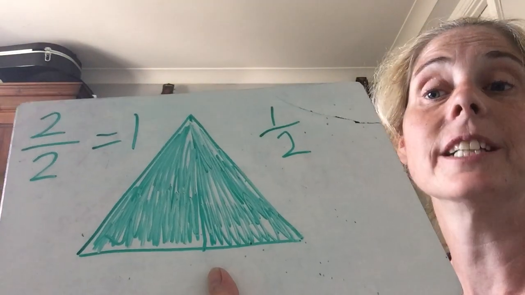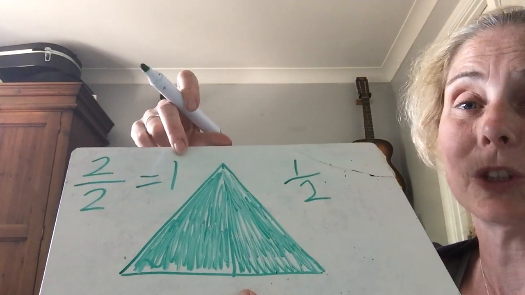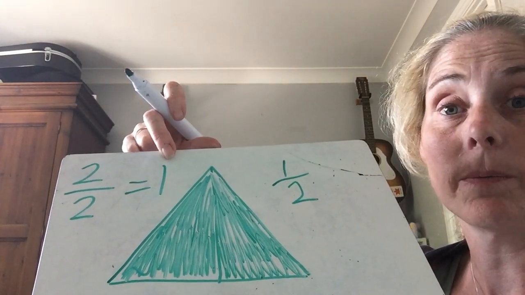Okay, so if I was asked to shade two halves, it would look like that. I will have shaded the whole of the shape, one whole, okay, one whole, sorry, two halves.